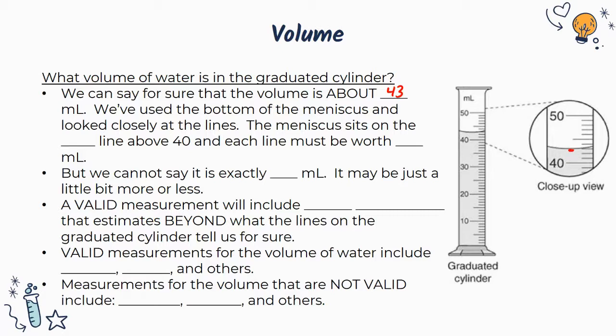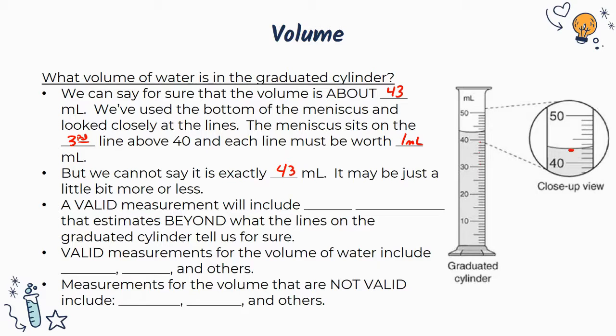And so then we looked closely at the lines and the meniscus. The meniscus here sits on about the third line above 40, which means that if we're looking at our graduated cylinder here, if each of these lines represents an increment, each line must be worth about 1 milliliter. But the key here is that we cannot say that it's exactly 43 milliliters. And so that's the big thing. It must be just a little bit more or less.